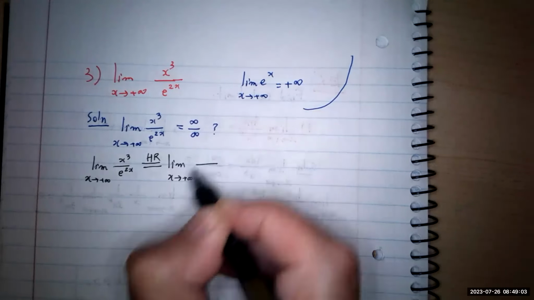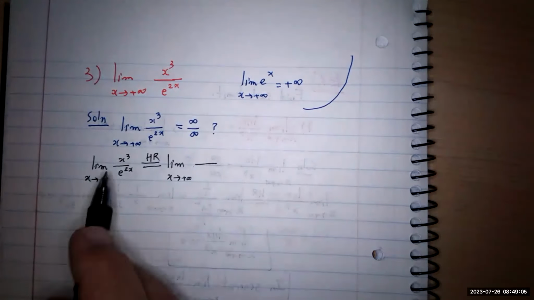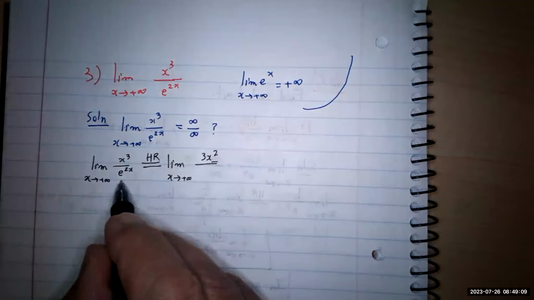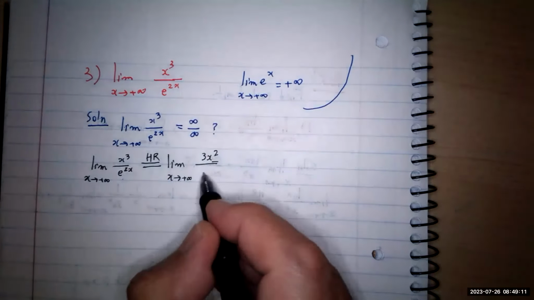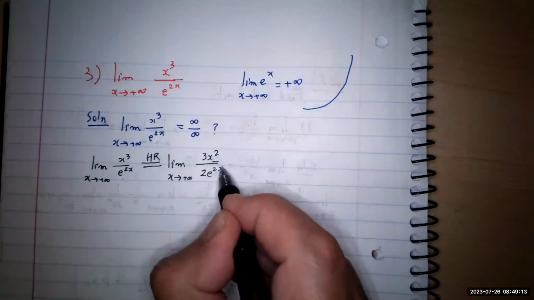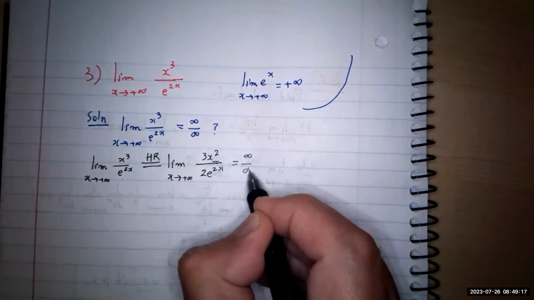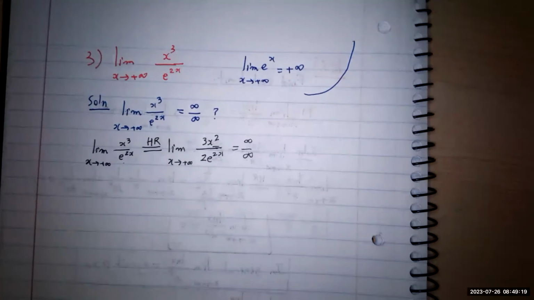Now the derivative. The derivative of x cubed is 3x squared. Exponential function never changes, but u prime is 2, so 2e to the 2x. Again, x goes to infinity, the top and the bottom would be infinity. So this means you have to continue.